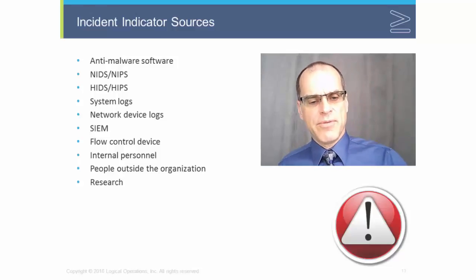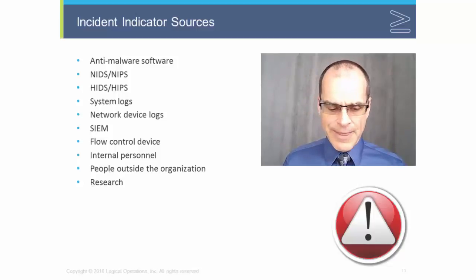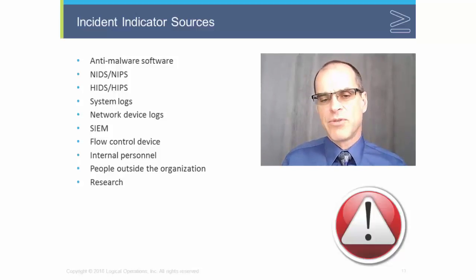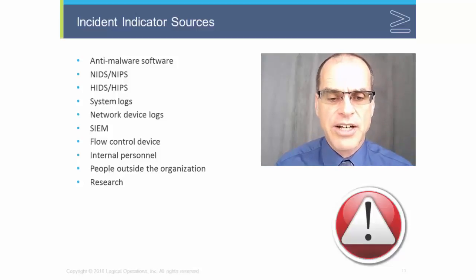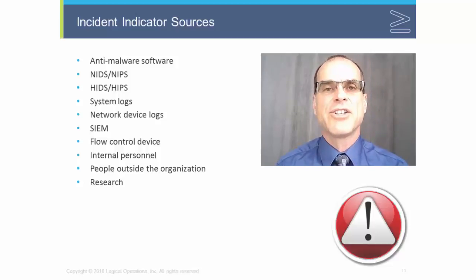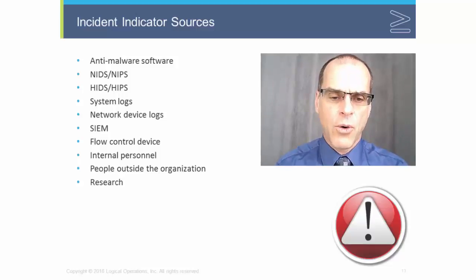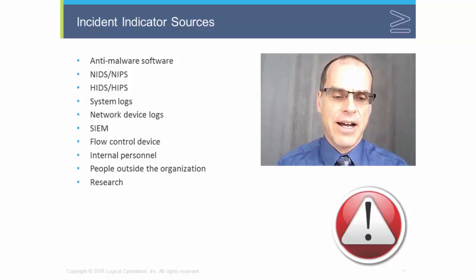So, various sources would include things like our anti-malware software, and that would be triggered if we match a virus signature. Our intrusion detection systems, whether they're host or network-based systems, could provide us with alerts. For instance, on a network system, it could alert if it sees a particular signature that matches maybe malware being sent across the network, or maybe just a port scan being detected could trigger the IDS.